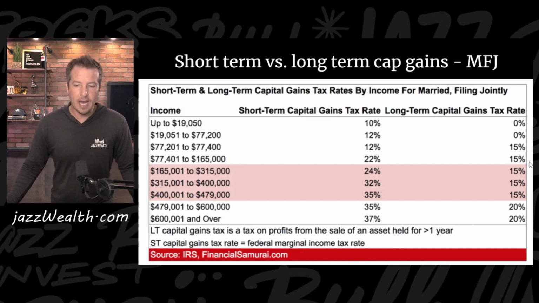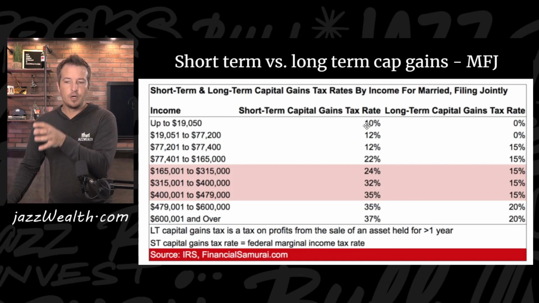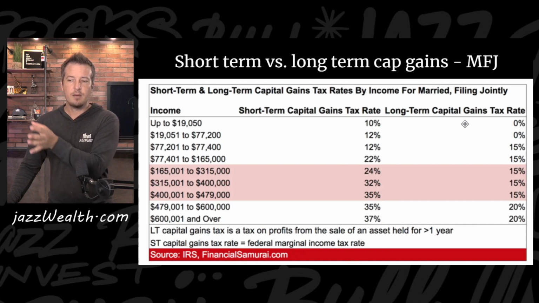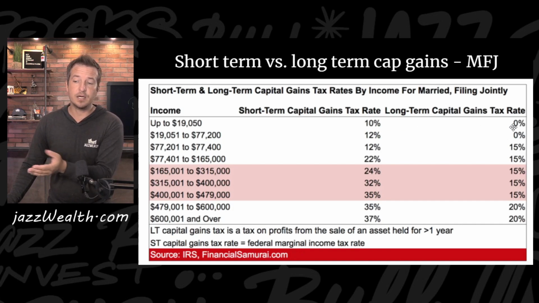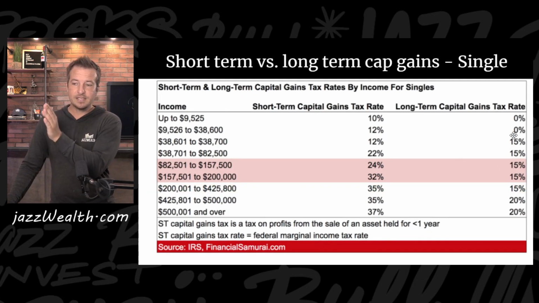You fall into a bracket, you pay 15%. You fall into a bracket, you pay nothing. So you can quickly see that if your income is a certain amount, you'd pay a certain short-term rate, which would be ordinary income, but you'd have no long-term capital gains. What I want you to notice is that these numbers over here are almost always smaller than these numbers over here. If you're single, it's the same concept.